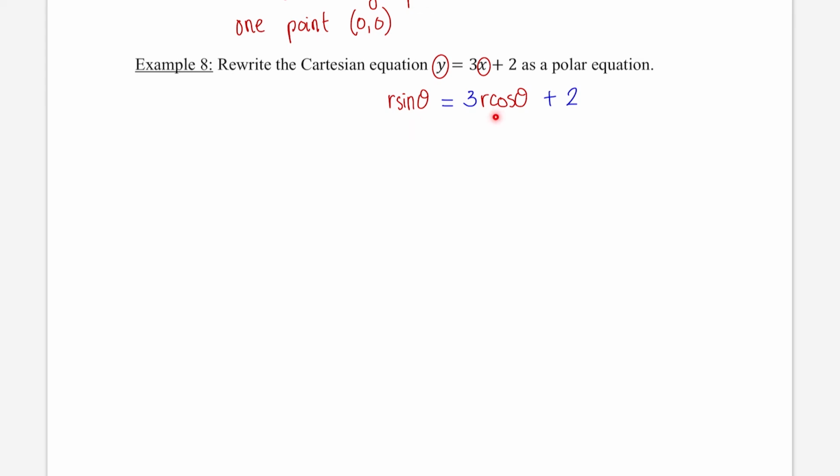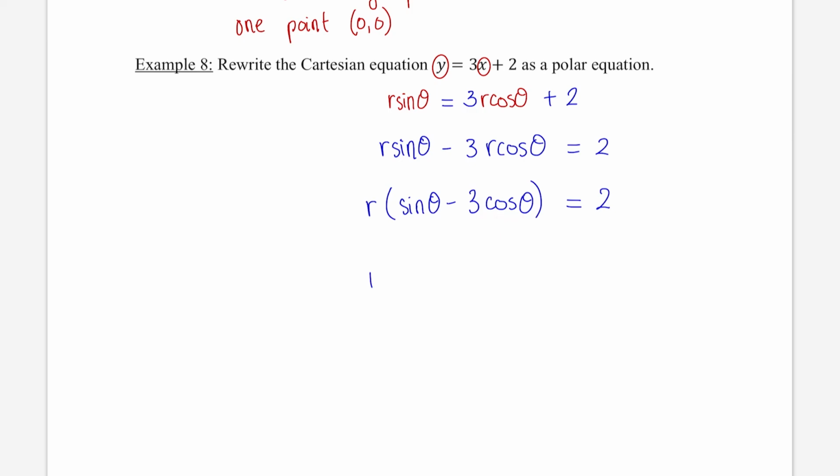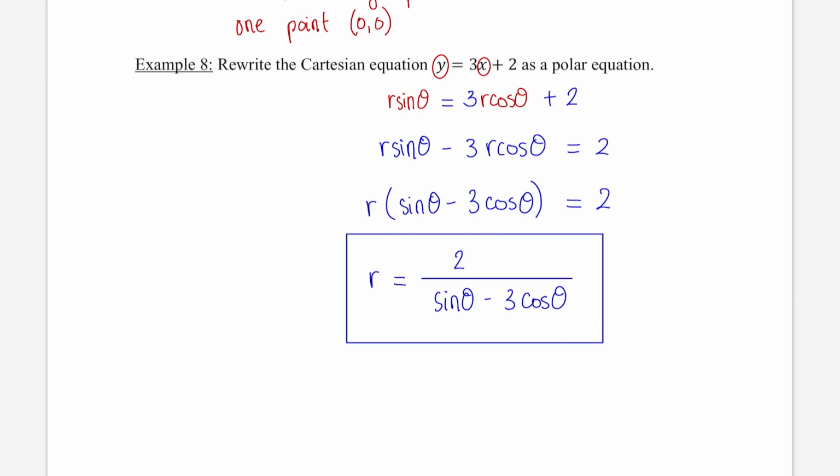So let's say I'm going to bring the 3r cosine theta to the left side. So I have r sine theta minus 3r cosine theta equals 2. And from here, I'm going to factor out my r. And I'll have r times sine of theta minus 3 cosine of theta equals 2. To solve for r, I will divide both sides by sine theta minus 3 cosine theta. And r is equal to 2 over sine theta minus 3 cosine theta.